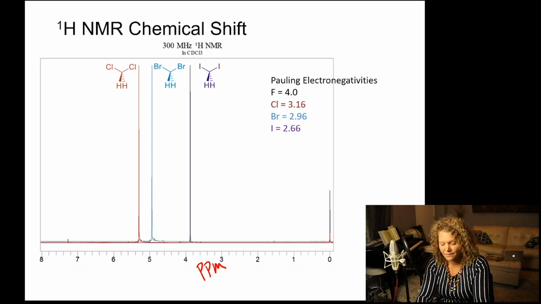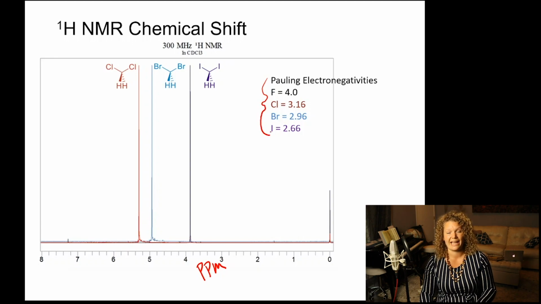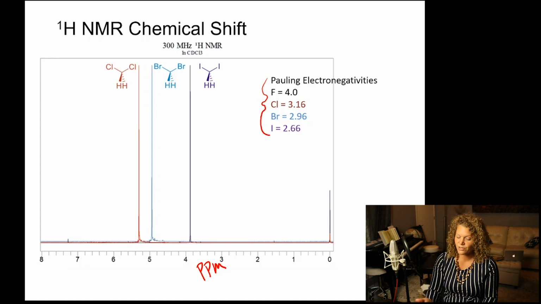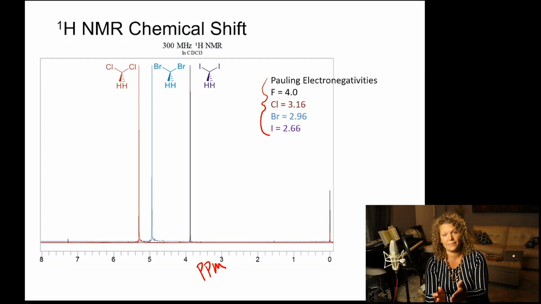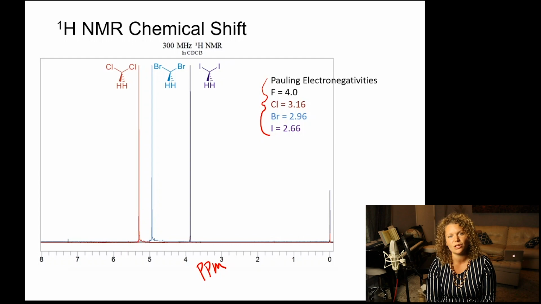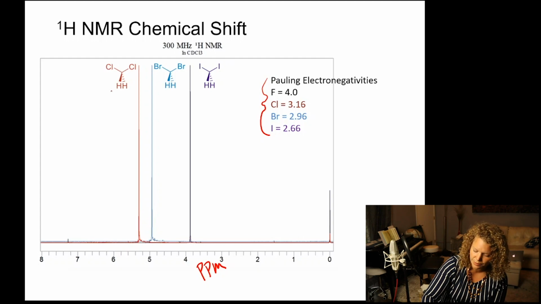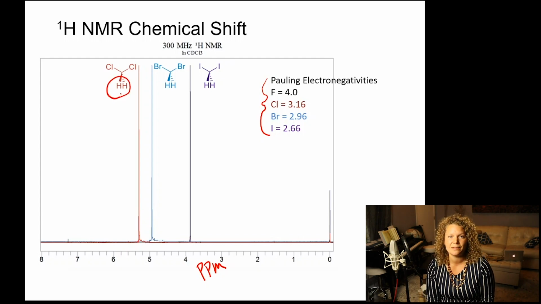Here on the right, I have listed the Pauling electronegativity scale for the different halides. As you can see, of the three compounds that we have, chloro is the most electronegative, and we know this from our other chemistry courses. As you can see, it is shifted to a higher ppm. The most electronegative atom here has shifted this CH2 group to a higher ppm.